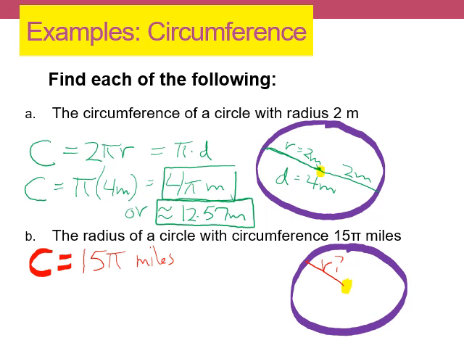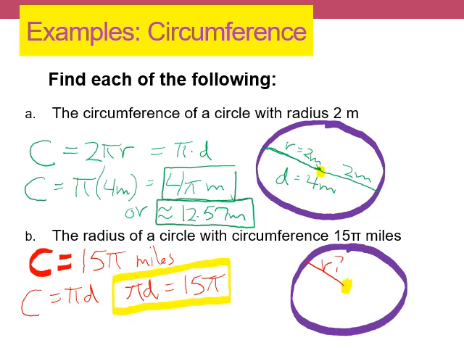Okay, but we do know that the circumference equals pi times the diameter. So we know that the circumference is pi times the diameter, and that also equals 15 pi. So looking at this equation right here, pi times the diameter equals 15 pi. That means the diameter has to be 15 because I have a pi on both sides that I can cancel out. So if the diameter is 15 miles, that means this distance is 15 miles.